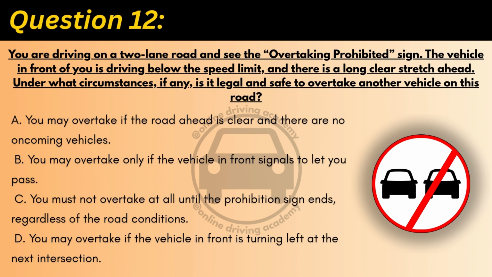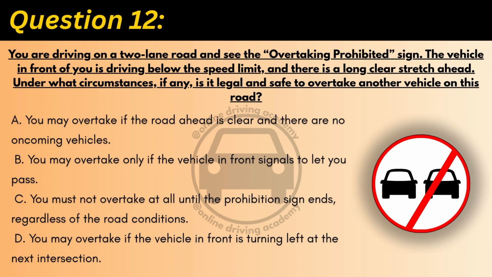You are driving on a two-lane road and see the overtaking prohibited sign. The vehicle in front of you is driving below the speed limit and there's a long clear stretch ahead. Under what circumstances, if any, is it legal and safe to overtake another vehicle on this road? Now, even though the question says that there's going to be a long clear stretch ahead, as long as you're seeing an overtaking prohibited sign, you are still not allowed to overtake. So you need to look for the answer that's going to tell you that you cannot overtake at all, right? Obviously until the prohibition sign ends.